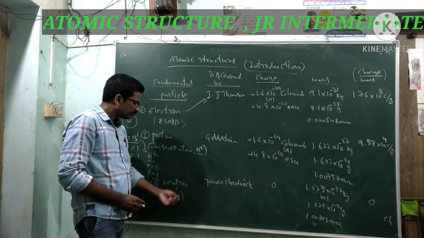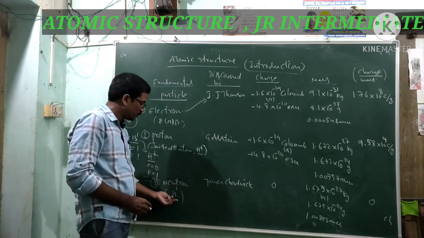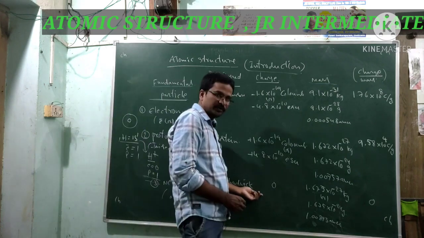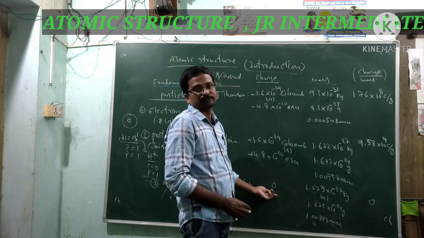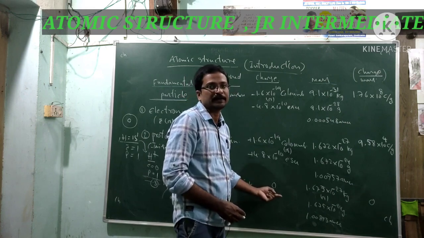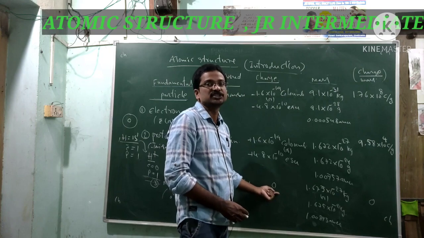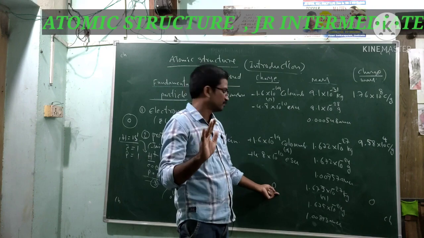Next point, neutron. What is the meaning of neutron? The neutron is represented by 0n1. It was discovered by James Chadwick. The charge of the neutron is 0. It is the only fundamental particle which does not contain any charge.